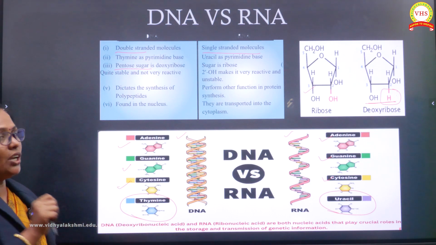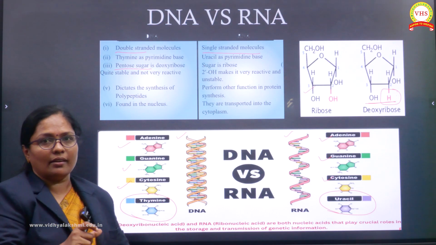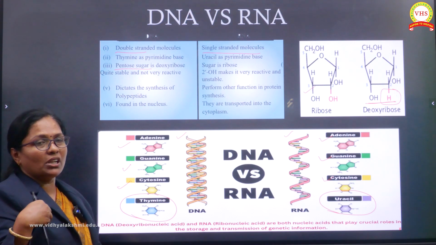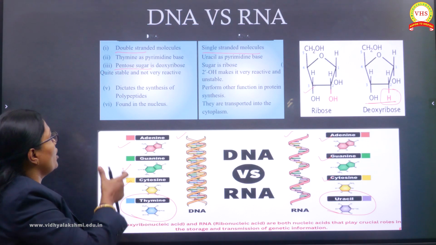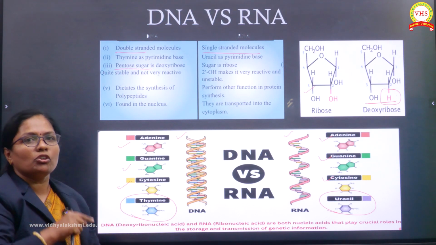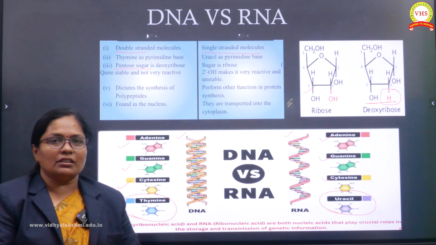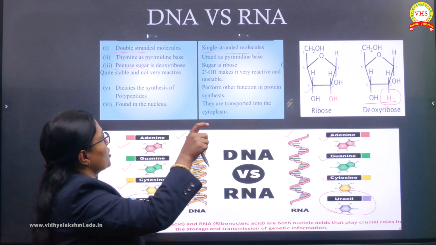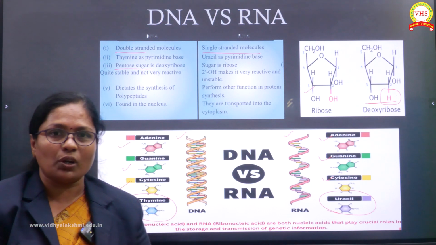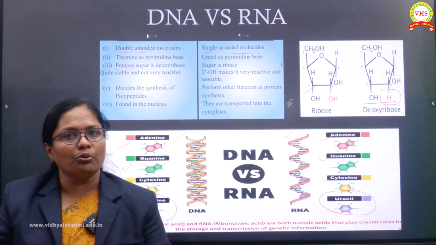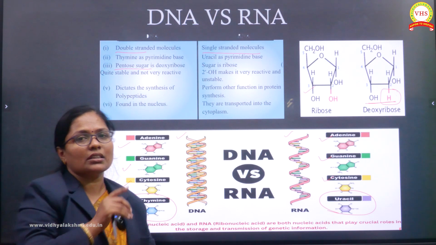And DNA dictates the synthesis of protein. Protein codes are there in DNA, and from that coding only the proteins are made. So that's why we say DNA dictates the making of the polypeptide chain. And DNA is found in the nucleus. Whereas RNAs perform other functions like protein synthesis. RNAs are made in the nucleus, but they are moved to the cytoplasm to carry out their function. But the DNA will always remain in the nucleus itself.